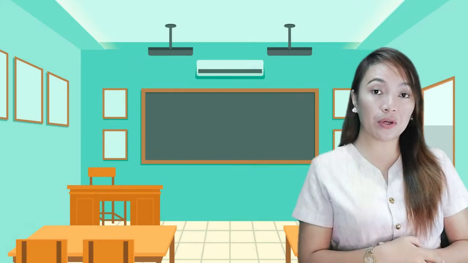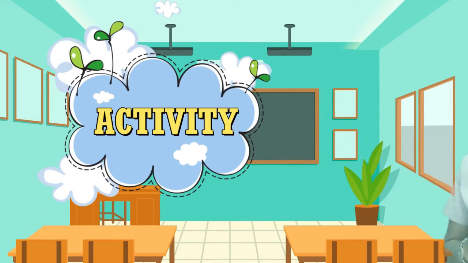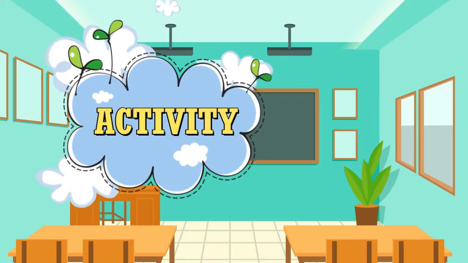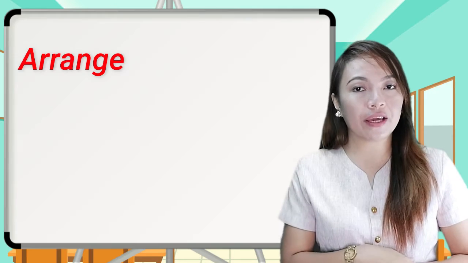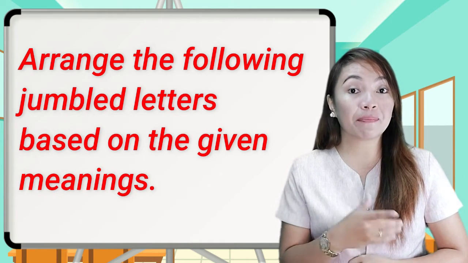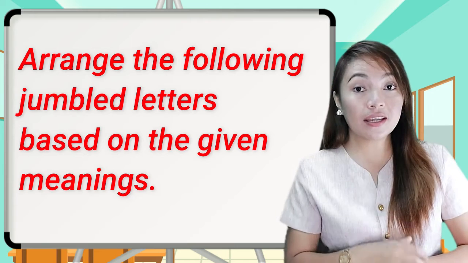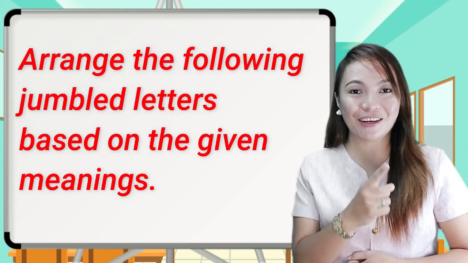So before we proceed to our lesson, you're going to identify some important words that are necessary in understanding fully our lesson today. And you will learn that by answering this activity. Arrange the jumbled letters based on the given meaning. So the meaning will be your clue. Now listen carefully and understand the meaning of each word. Are you ready?